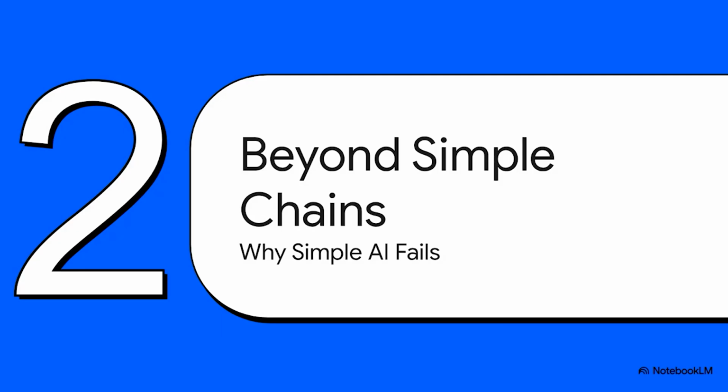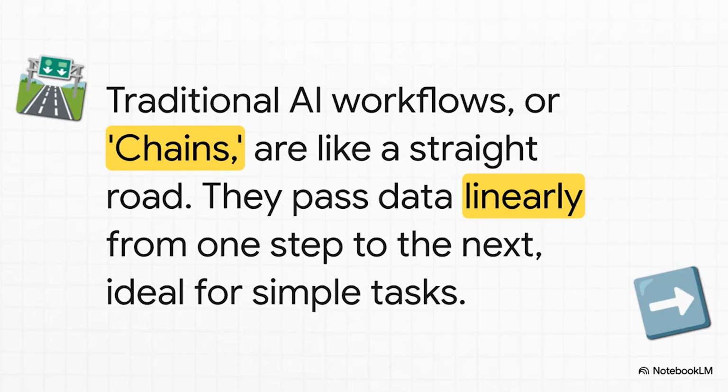To really get why this agentic stuff is such a big deal, first we have to look at why the older way of doing things just doesn't work for this. We need to talk about something called chains and why they just aren't up to the task. Okay, so think of a traditional AI workflow, a chain, as a totally straight one-way street. An input goes in one end, it gets processed step by step in a very fixed order, and an output comes out the other. It's predictable, it's linear, and look, for really simple jobs, it works just fine.